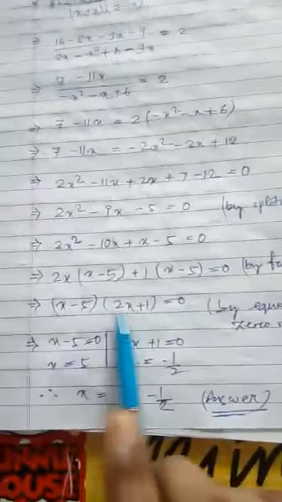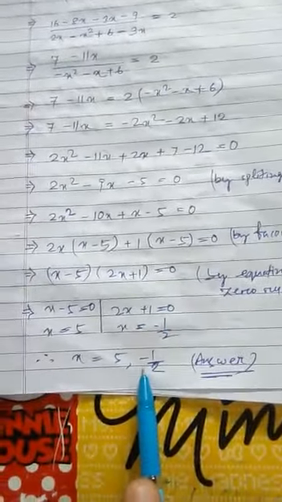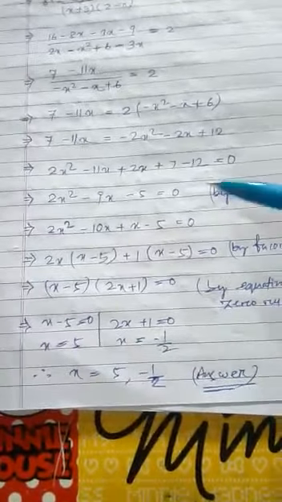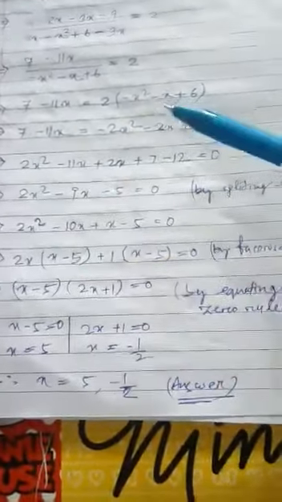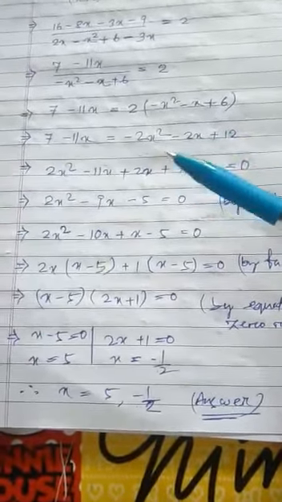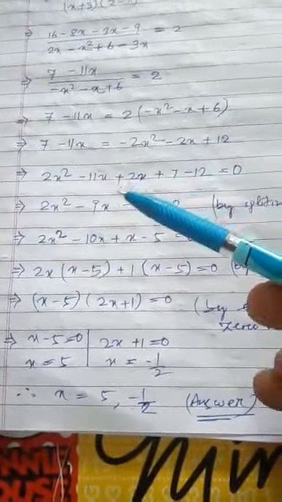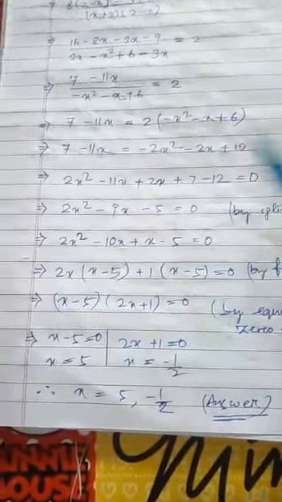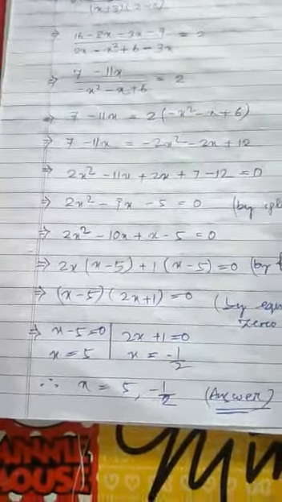factorized, equated to 0 by the rule, and got the roots. So these are the 3-step format. First, reduce to quadratic format by clearing all the fractions and everything. Then find the linear factors, equate to 0, and by equating to 0 you find the roots. These are the methods you have to adopt to solve the quadratic equation.